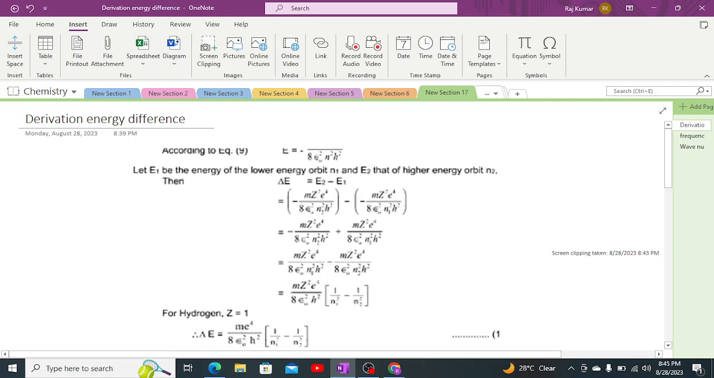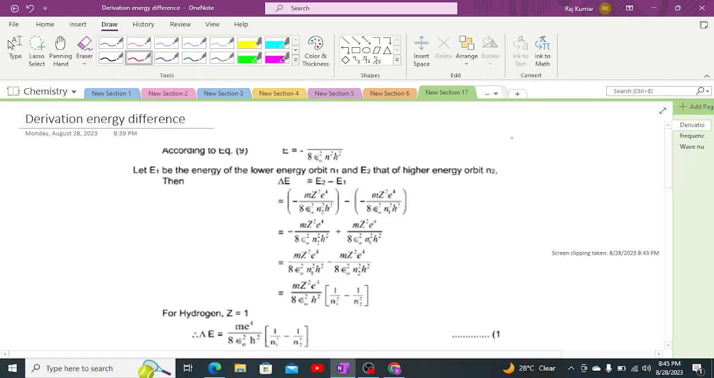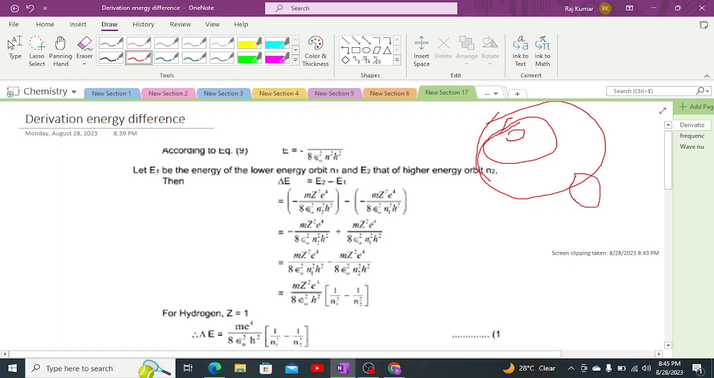For suppose there are two orbits. This is n1 and outside it there's n2. Now n1 has energy E1, n2 has energy E2. So E2 minus E1 is for n2 minus n1. For the orbit of E2, this is n2, and for the orbit of E1, that is n1.